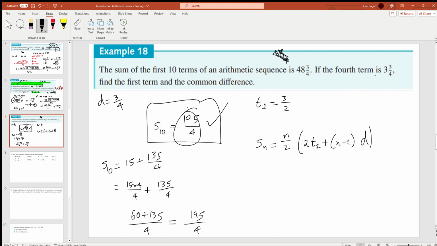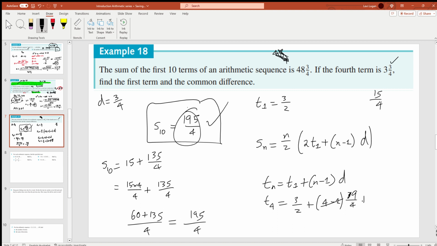And now we want to check the fourth term is this. That I believe was 15 over 4. I'll double check that as well real quick. Yep. So T of n equals T of 1 plus (n minus 1) times d. So for T of 4, plug in your first term, which is 3 on 2, plus (4 minus 1) times 3 on 4. So what we're going to have is 9 on 4.